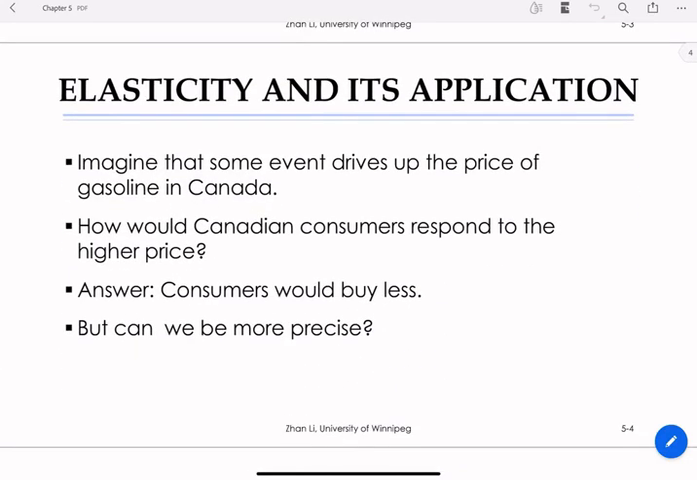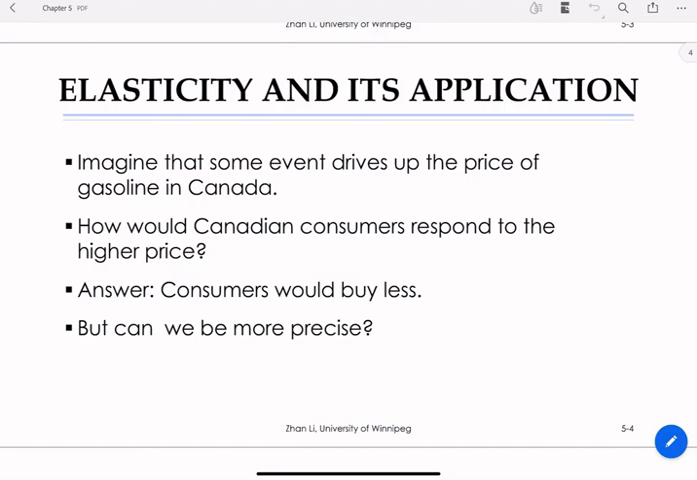So let's imagine a case that the price of gas is higher in Canada, right? Now, if you want to think about the following question, you could ask, how Canadian consumers respond to higher gas price? Well, obviously, you would answer that, well, gas price is higher. I'm pretty sure that consumers will buy less gas and drive less, right?